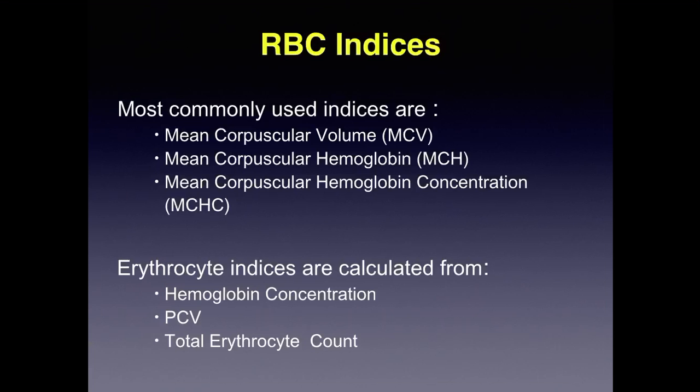So these red blood cell indices help us in morphological classification of anemias. Most commonly used RBC indices are mean corpuscular volume, that is nothing but MCV, mean corpuscular hemoglobin, that is MCH, mean corpuscular hemoglobin concentration, that is MCHC. So erythrocyte indices can be calculated from hemoglobin concentration, PCV, and the total erythrocyte count.